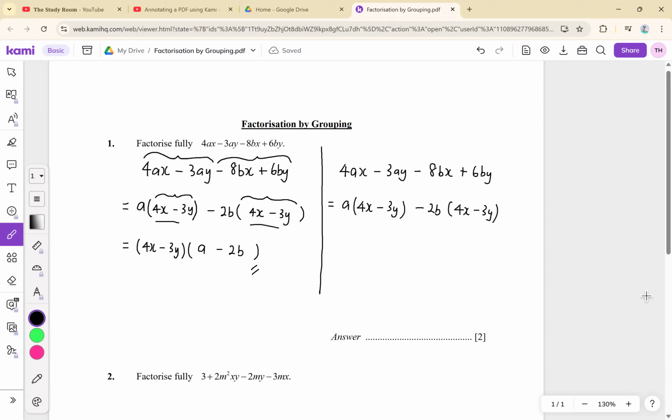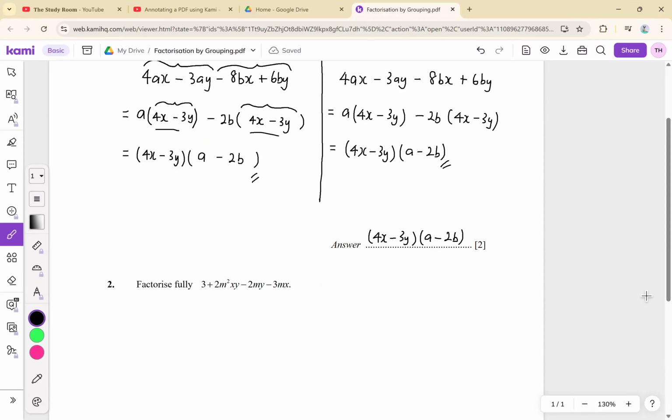Since we need the common factor right after the first step, I might as well write it down first and then ask myself what should be the thing that is outside over here. Then we just do the same thing. Factorize out this one and then we'll get a minus 2b. So this will be the answer: 4x minus 3y, then a minus 2b. This will be the final answer.